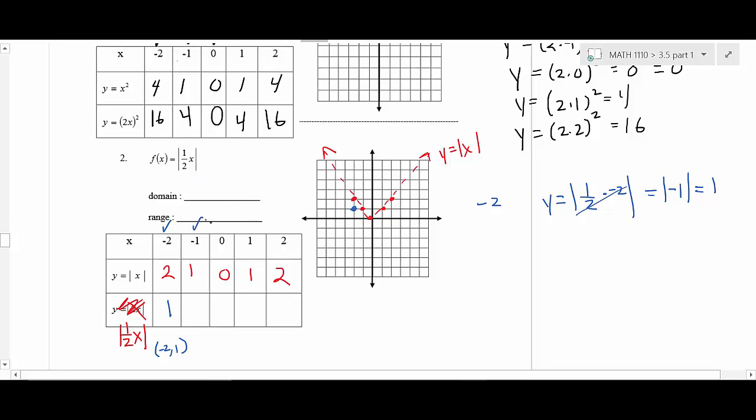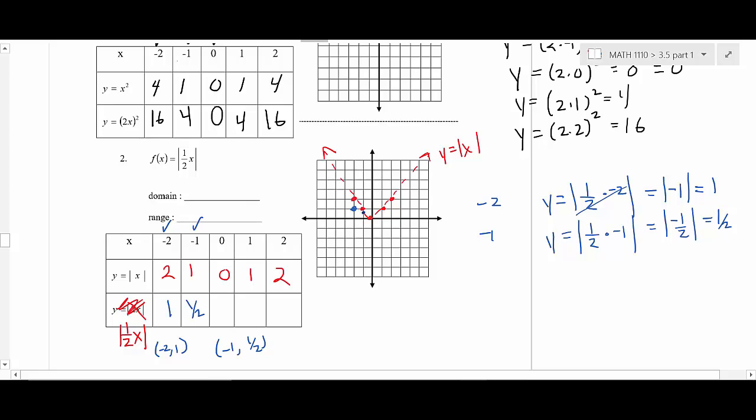Okay, plug in the -1. So now you would have y equals absolute value of 1/2 times -1. Okay, that's absolute value of -1/2. So that's equal to 1/2. Okay, you can use 0.5 or just use 1/2 like that. Does that make sense to everybody what I'm doing? Okay, just doing some arithmetic. So if you plot the point -1, 1/2, then you can see how that thing's kind of flattening out like that. So you have that point there.